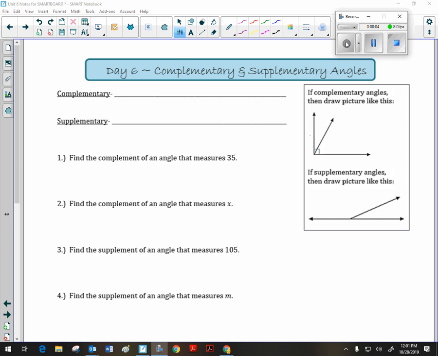Today we're going to be talking about complementary and supplementary angles. I think at this point most of you know the definition for complementary and supplementary angles, but we're going to go ahead and write this down anyway. Complementary angles are two angles that add to 90 degrees.